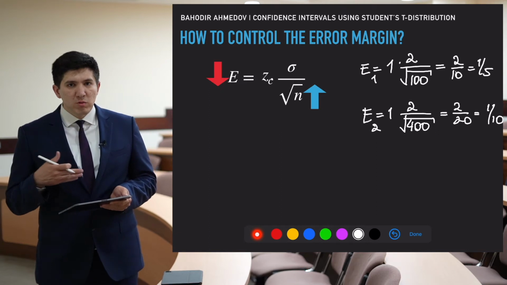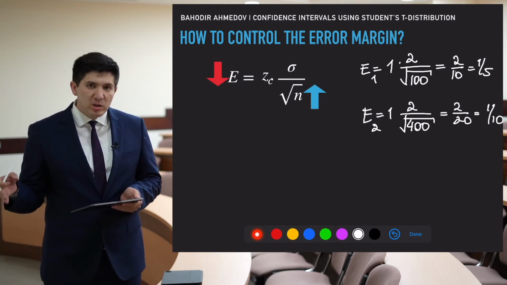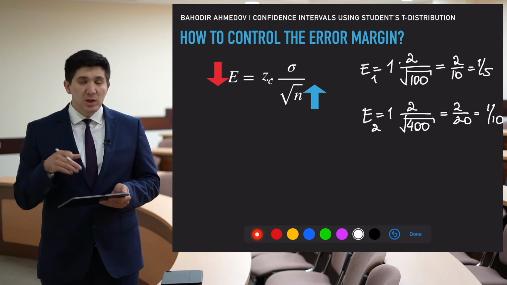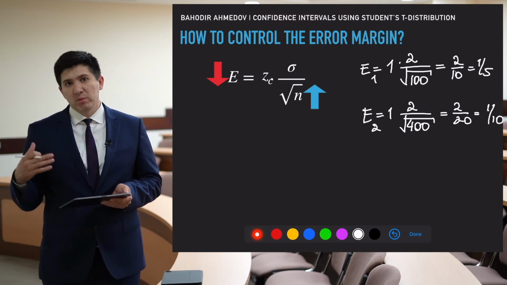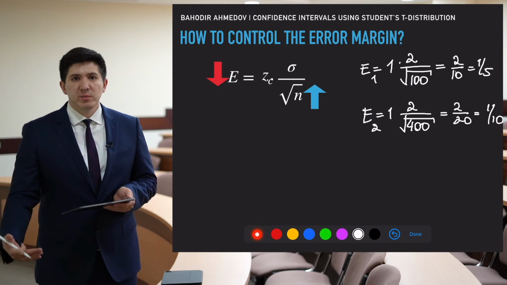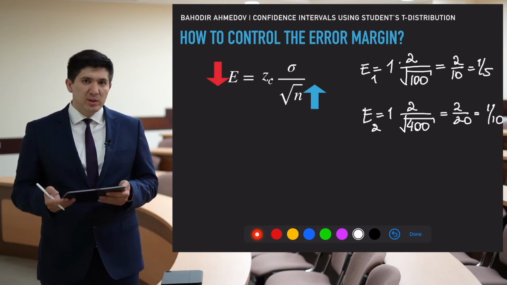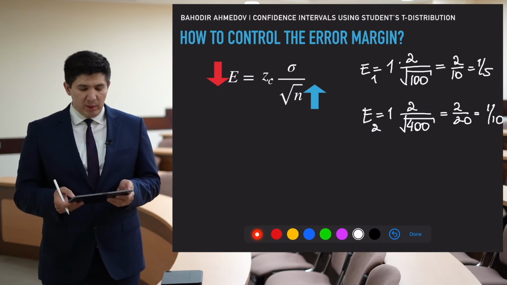So if you increase the sample size, the error margin decreases, so the interval you are estimating is going to be smaller. This is what we want. We would like to have a better and better estimate of the population mean, so a smaller interval is considered a better estimator.